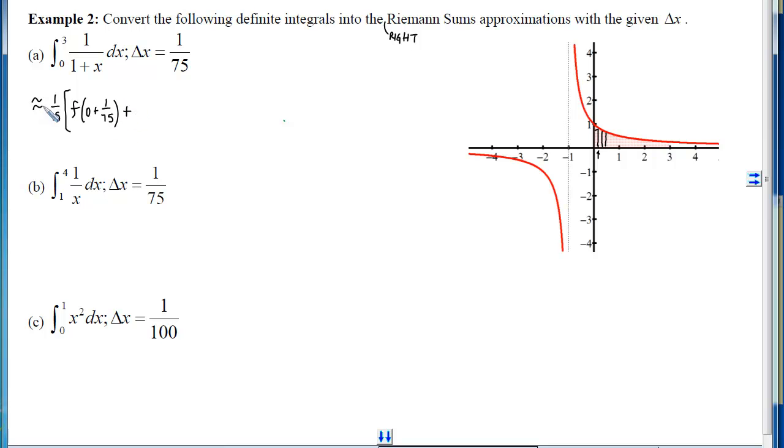If I want the next one, it will be the width times f of a plus 2 of those delta x's. If I continue, I'll get f of 3 of those delta x's. And then I've done 3, so I can do a dot dot dot to intimate that it's continuing until I get to my final one. So I need to know how many 75th steps. So a step is 1/75. How many of those do I need to get all the way out to 3? Well, I get 75 here, 75 here, and another 75 here. So that will be 225 of those 75ths.